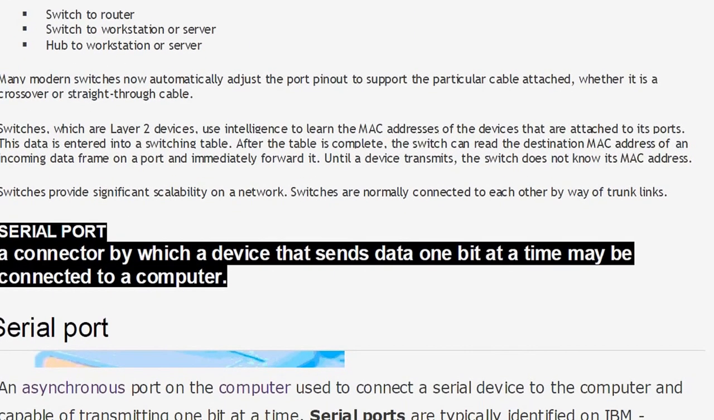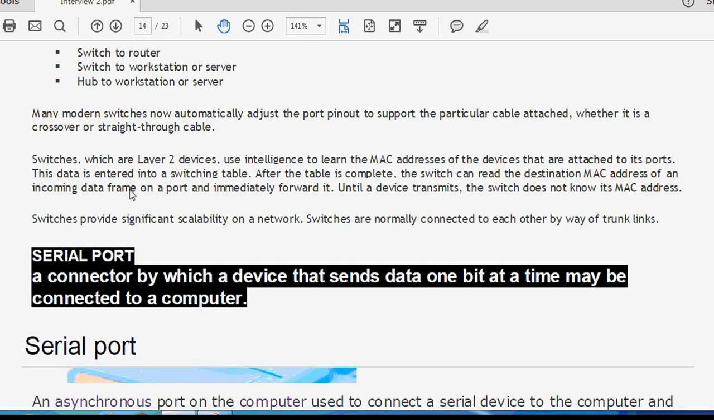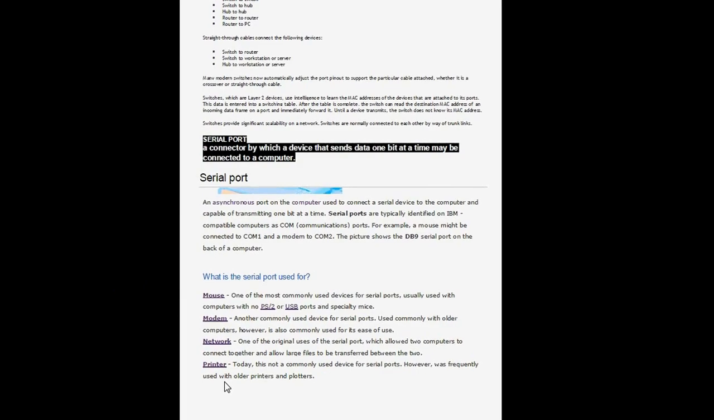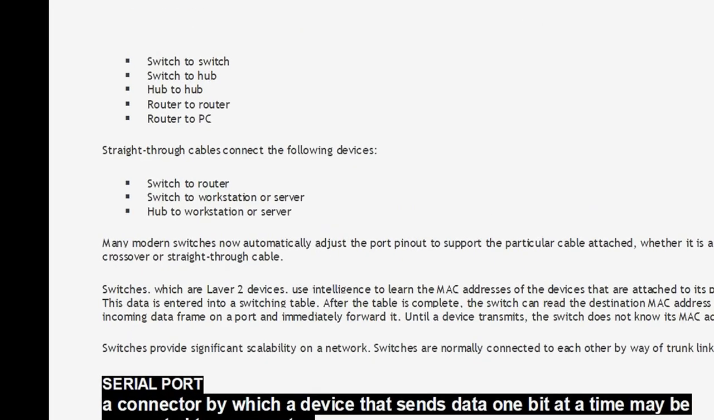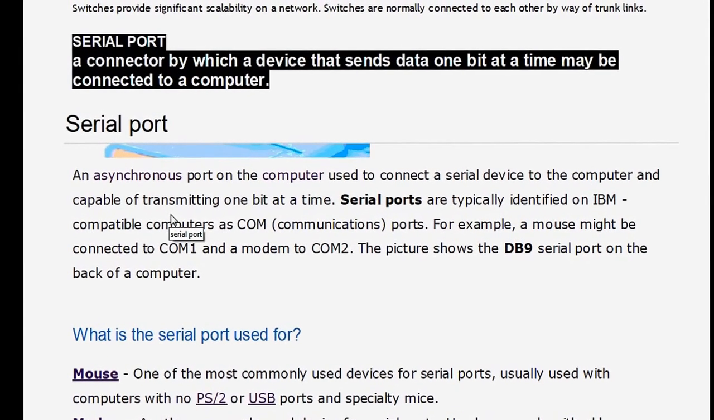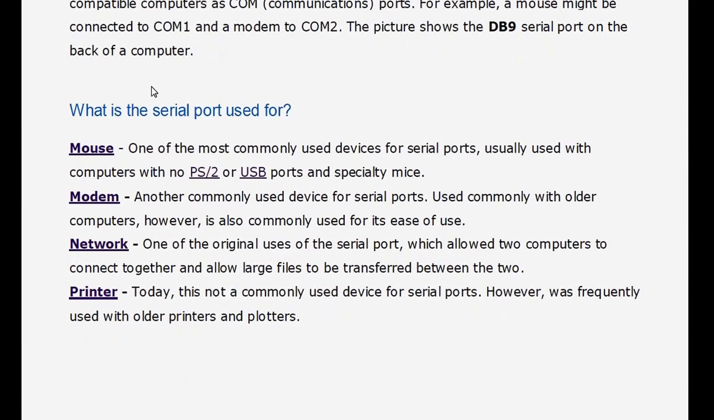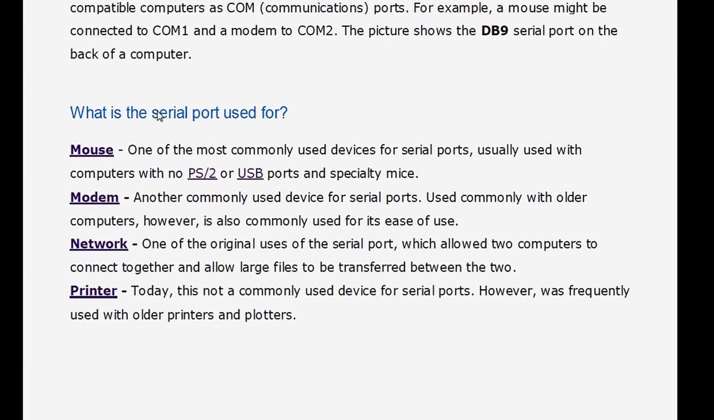Another way to connect two devices is the serial port. A serial port is a connector by which a device that sends data one bit at a time connects to a computer. A serial port uses an asynchronous form of communication to connect to the computer. The most common serial ports are communication port 1, in which we connect the mouse, and communication port 2, in which we connect our keyboard, and other examples are where we connect a modem using the serial ports.